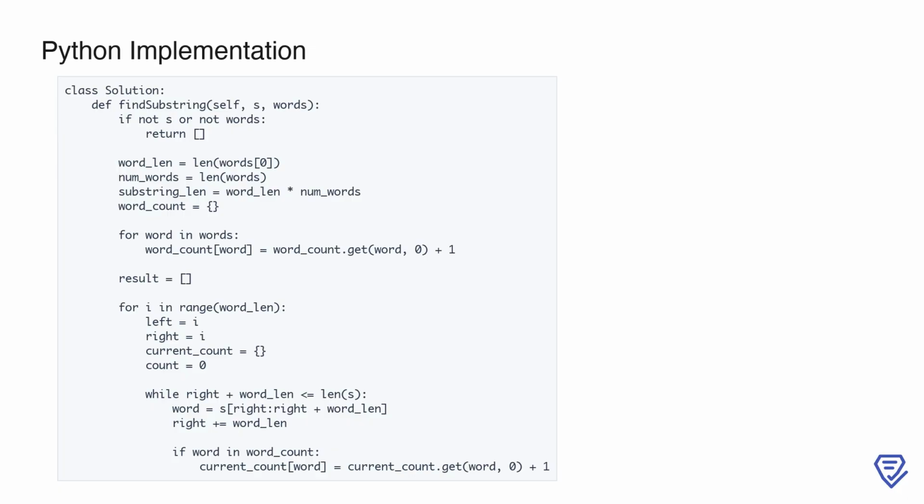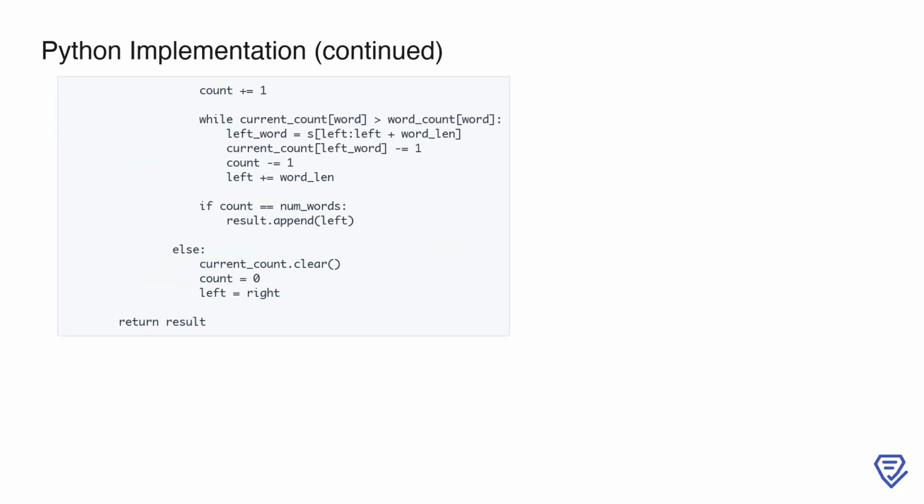The main logic begins with a while loop, where we extract substrings of length word_len from S starting at right. Each substring is stored in the variable word, and the right pointer moves forward by word_len. If the extracted word exists in our word_count dictionary, we increment its count in current_count and update our count variable to reflect the number of valid words we've encountered so far.